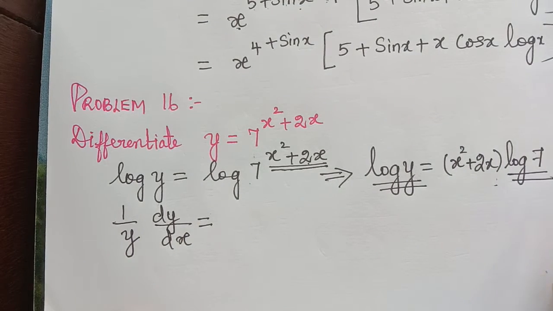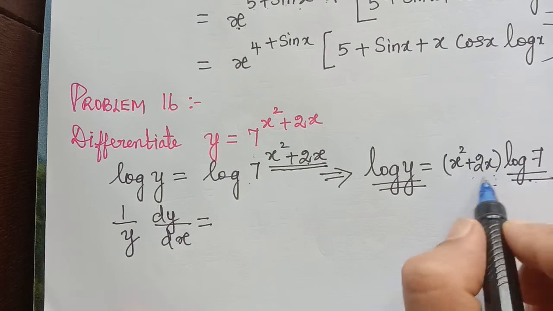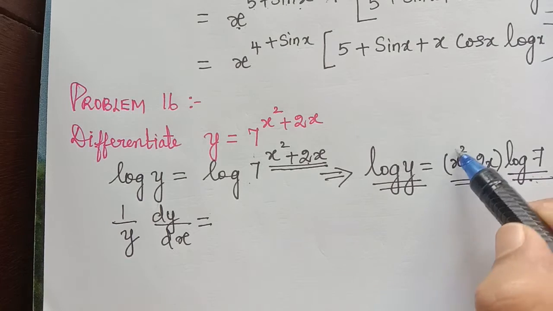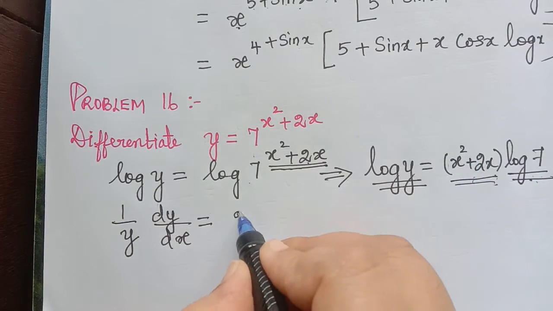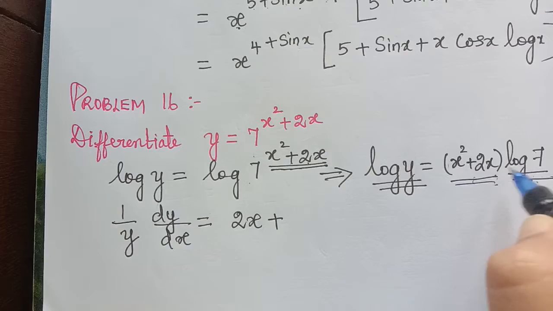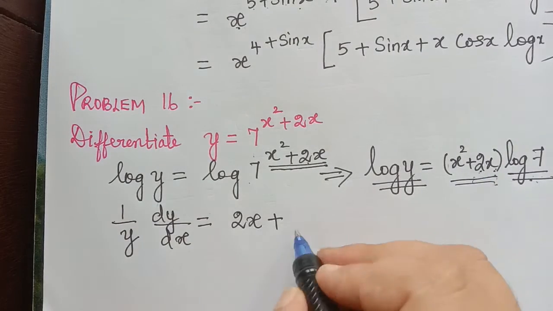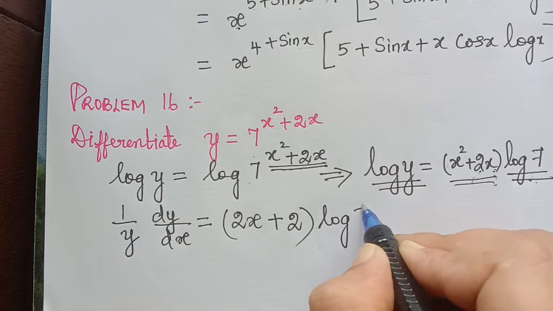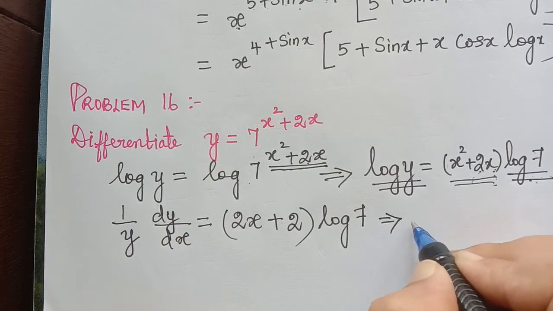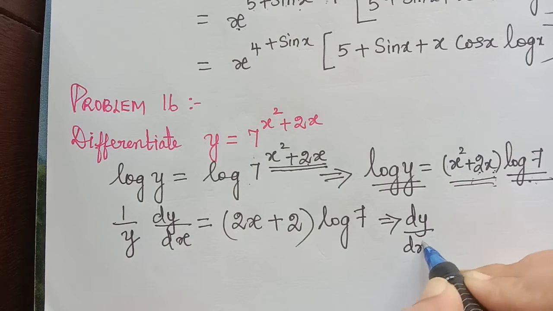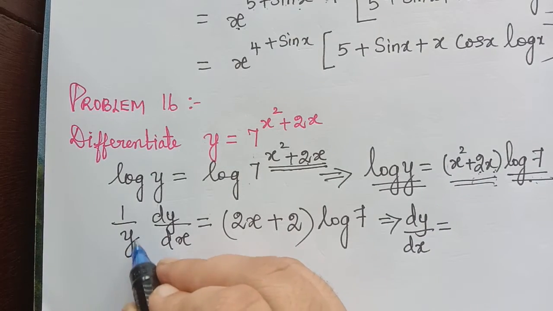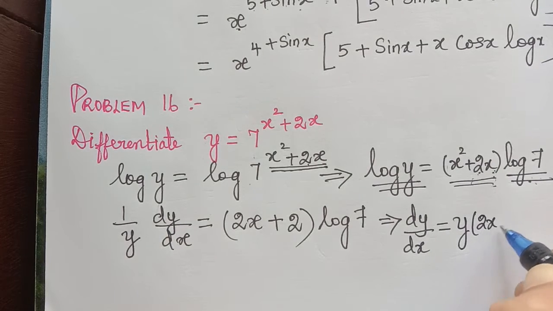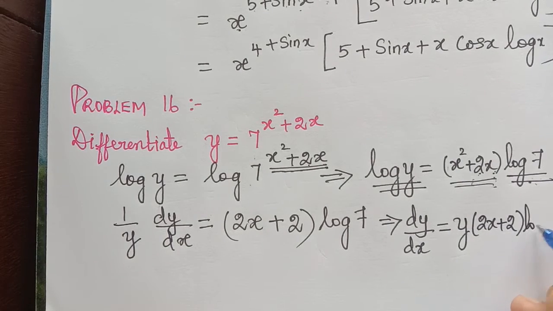Now log 7 is a constant. So we need not use any UV rule or anything. So we can just differentiate x squared plus 2x. So first if you differentiate x squared, we get 2x plus the differentiation for 2x is 2. So 2, and then this has to be multiplied with log 7. So now from this we get dy by dx to be equal to, taking this y to the right, it becomes a product. So y multiplied with 2x plus 2 log 7.